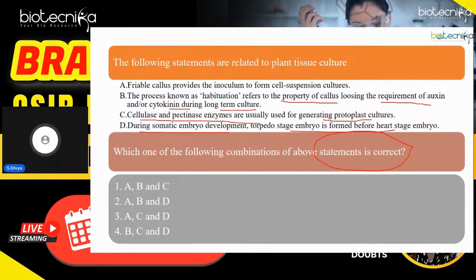Yes, what should be the correct answer over here? Now, at least this I should get an answer from everyone. What is a callus? Can anyone tell me what a callus is all about? Or how do you define callus? How do you define callus?